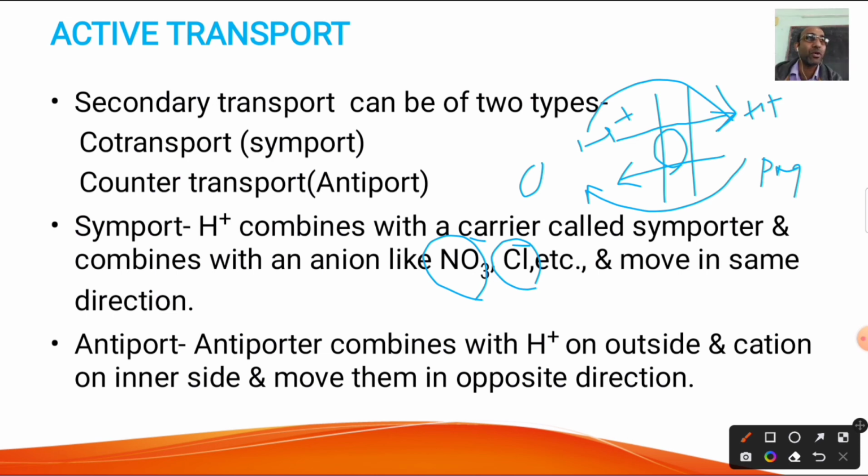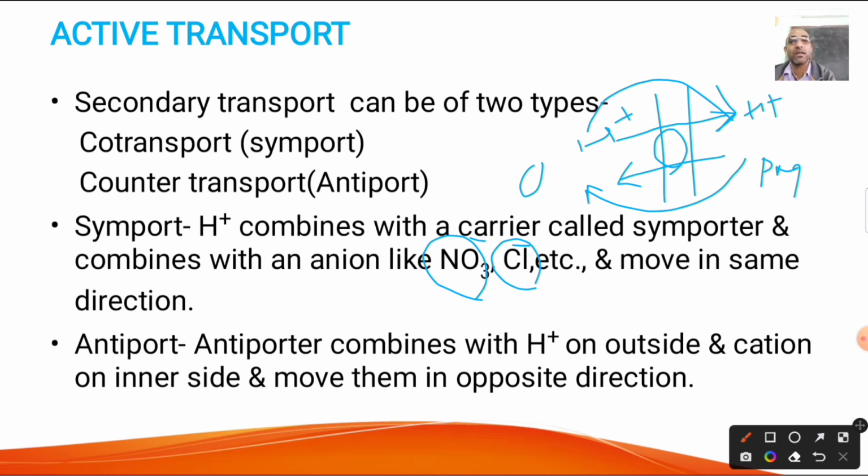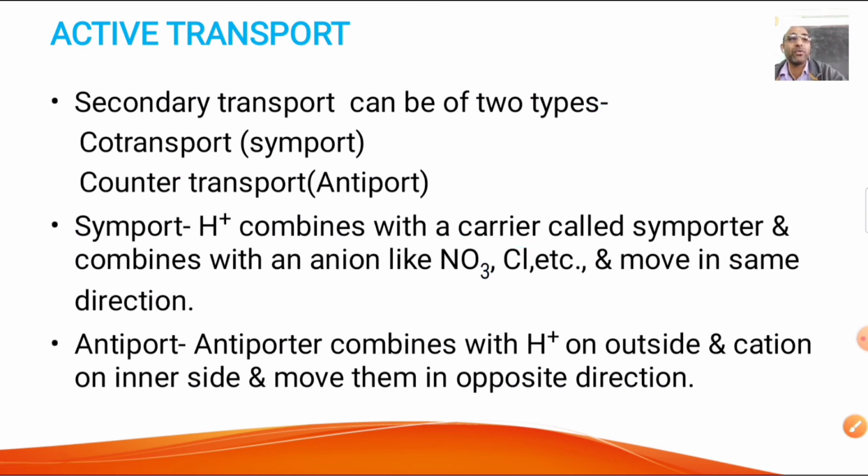Secondary active transport is of two types, that is symport and antiport. In case of symport, both the ions move in the same direction, H plus combines with an anion, whereas in case of antiport, the H plus combines with an antiporter and the antiporter combines with a cation, but they move in opposite directions. Got it? So, this is what membrane transport is all about. I hope this should be beneficial for you in understanding the process of membrane transport, that is how molecules move across the membrane. Thank you very much.